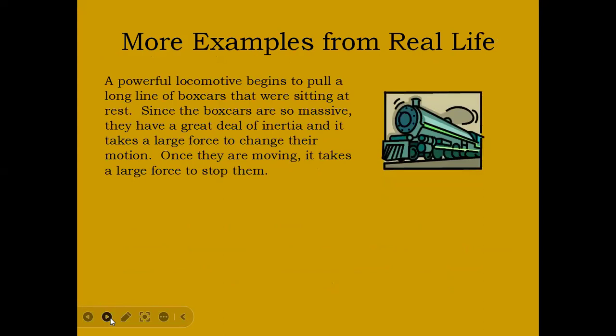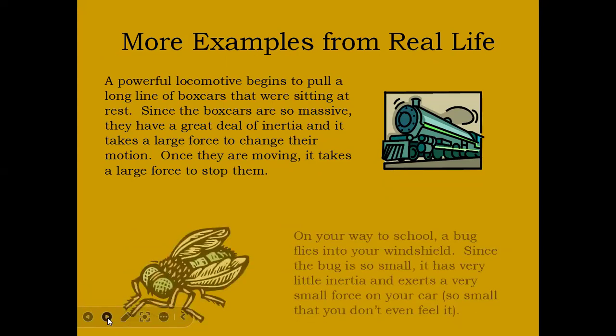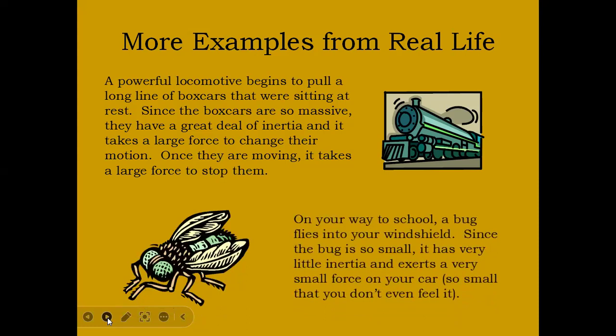So, more examples from our real life: a powerful locomotive begins to pull a long line of boxcars that were sitting at rest. Since the boxcars are so massive, they have a great deal of inertia and it takes a large force to change their motion. Once they are moving, it takes a large force to stop them. A big lorry needs a very large force to move.